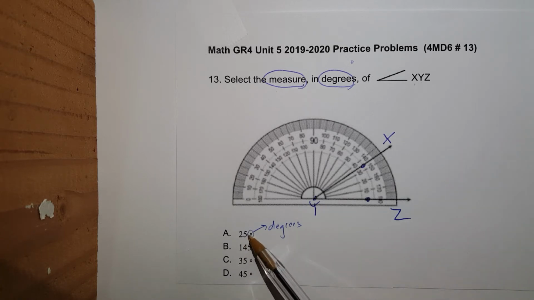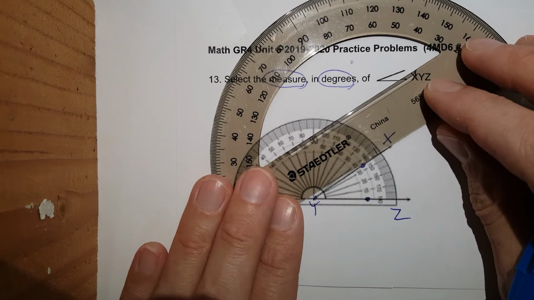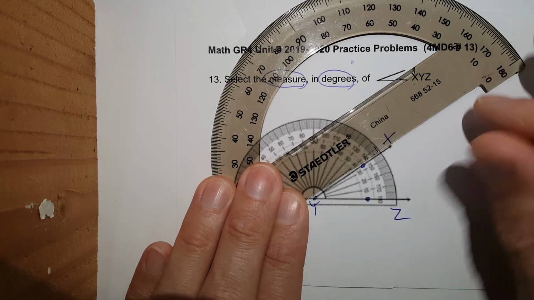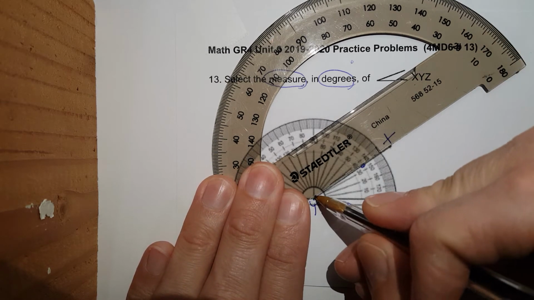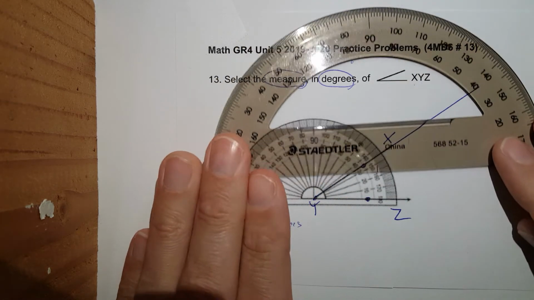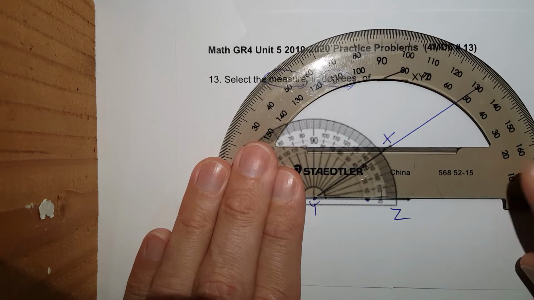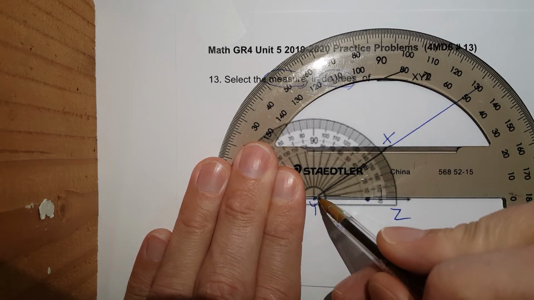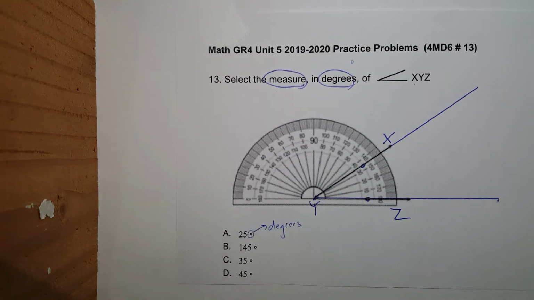Okay, so we have 25 degrees, 145 degrees, 35 degrees, 45 degrees. As before, let's draw this out. Take your protractor, make sure it's lined up directly, and then stretch it. Go down to the bottom side, take your protractor, stretch it. See how that pops out a little farther?